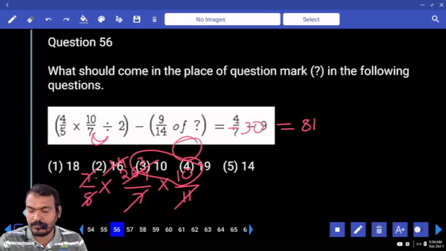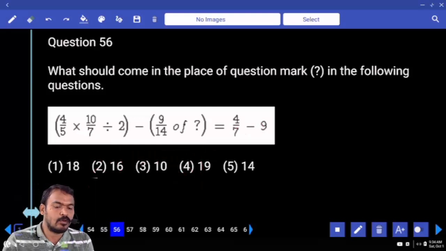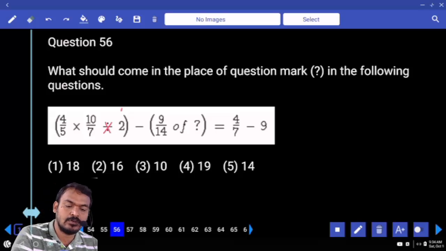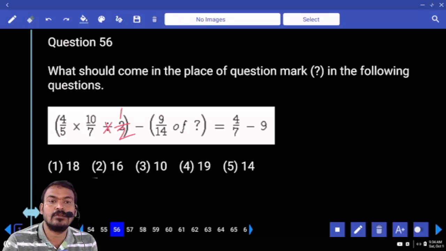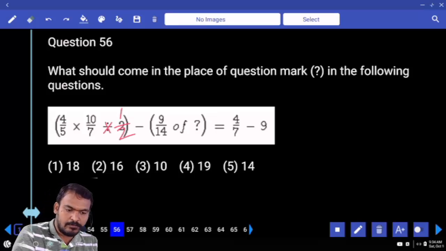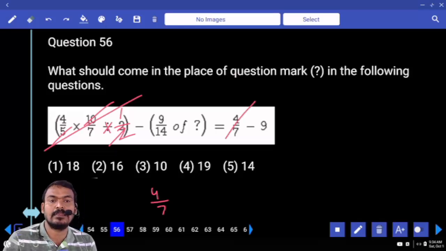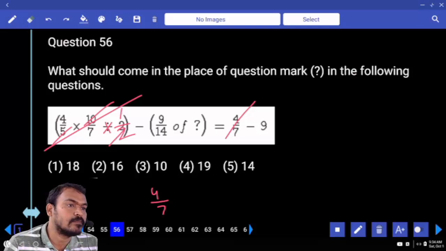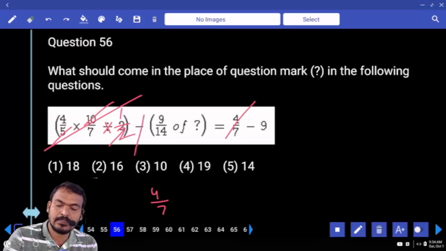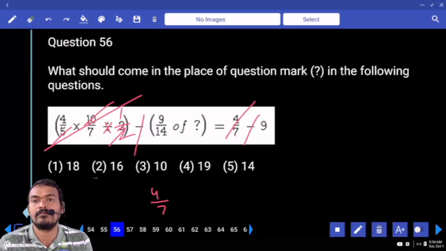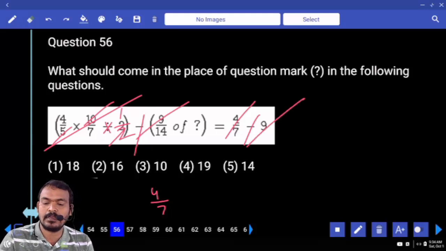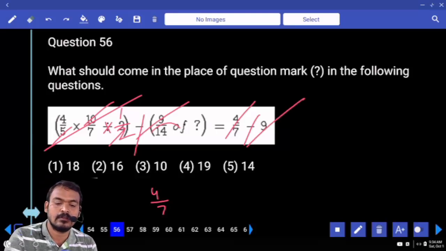Next, question number 56. 4 by 5 into 10 by 7 divided by 2. This one we write into 1 by 2 or not? Into 1 by 2. 5 2s are how much? 10. 10 get cancelled. What is the first fraction? 4 by 7. Left hand side 4 by 7, right hand side 4 by 7 cancelled. Yes or no? Next, left hand side negative, right hand side negative cancelled. Again left hand side numerator, right hand side numerator cancel. What is the answer? 14.